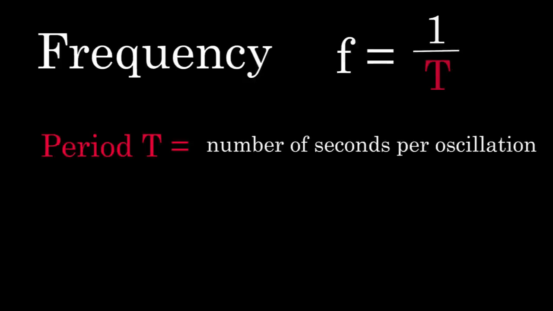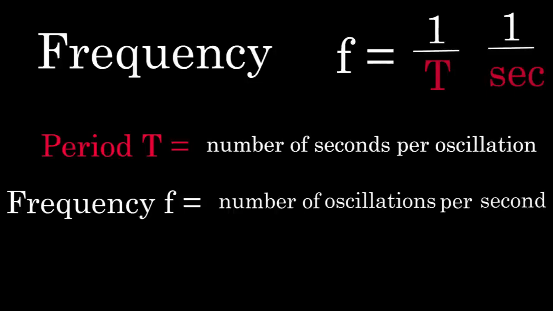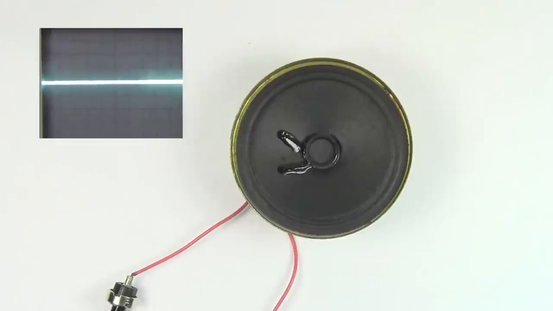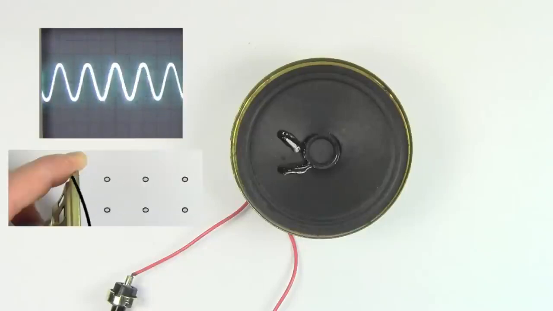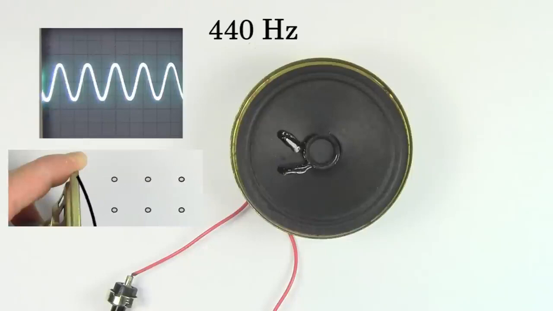So since the period is the number of seconds per oscillation, the frequency is the number of oscillations per second. Frequency has units of 1 over seconds, and we call 1 over a second a hertz. Typical sounds have frequencies in the hundreds or even thousands of hertz. For instance, this note, which is an A note, is causing air to oscillate back and forth 440 times per second, so the frequency of this A note is 440 hertz.